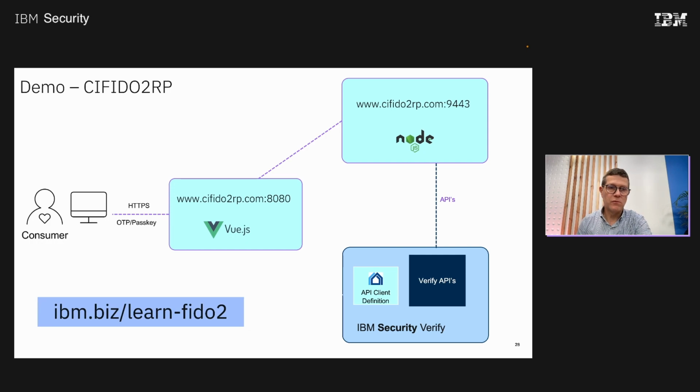First thing that we will do with the demo here is that we will start with the CIAM-FIDO2RP.com website listening on port 9443. This will be our main demo application, which talks to the IBM Security Verify using the APIs that are exposed from Verify.